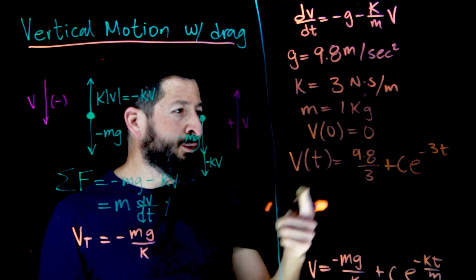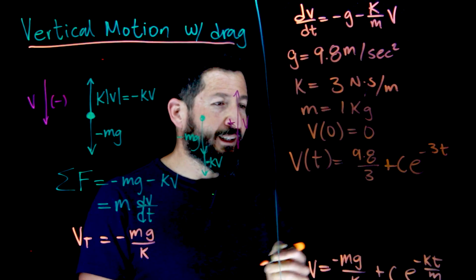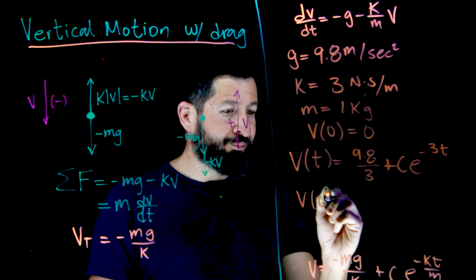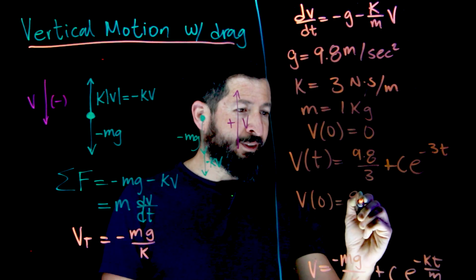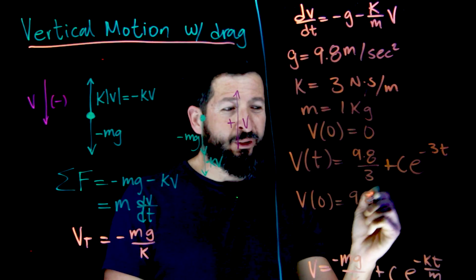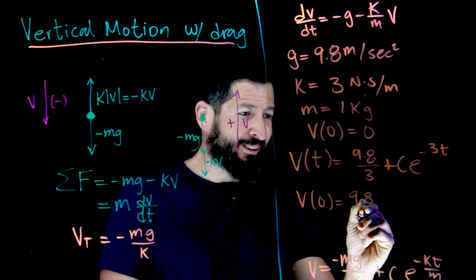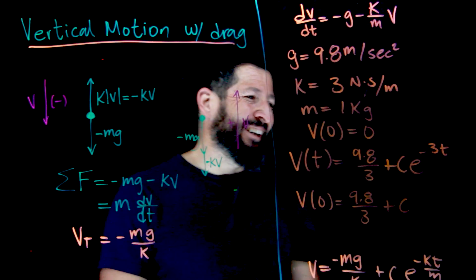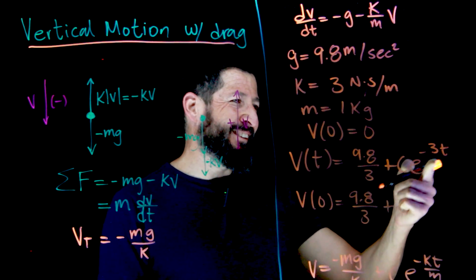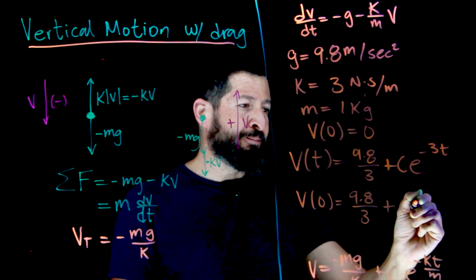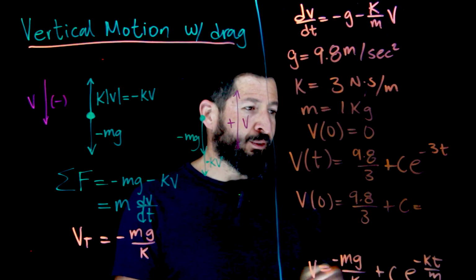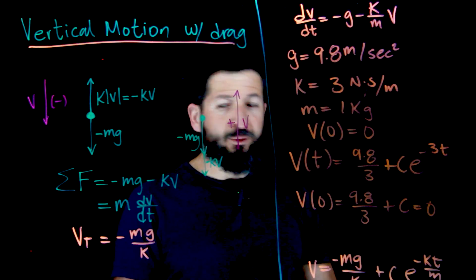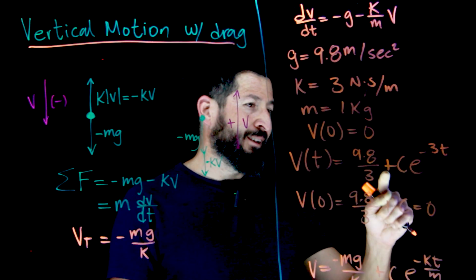And the only thing we need to do now is to find the constant C. So at time equals 0, we get 9.8 over 3. Maybe we should change the gravity to 9.9, then we get a 3.3 out of this. Somebody doesn't like to do any kind of numbers. And then plus C, as t is 0, this is just 1. That's going to be equal to 0. And then C is the negative of that quantity. So from that, we get our velocity.